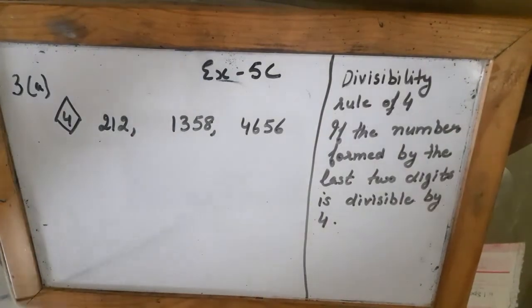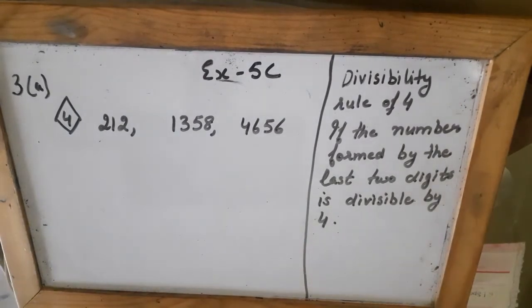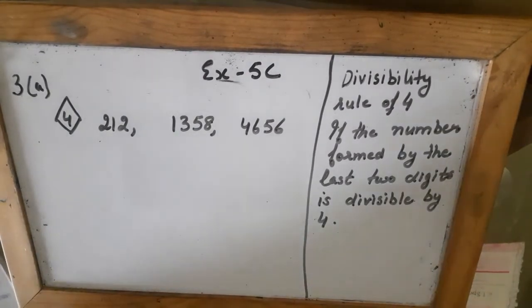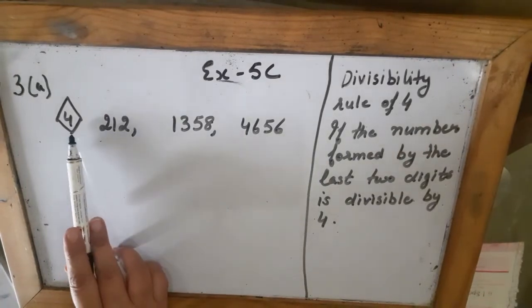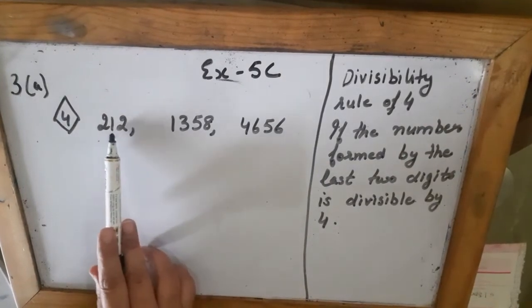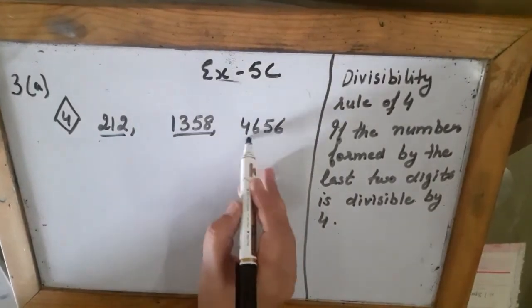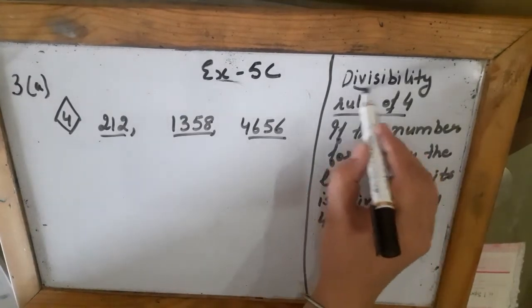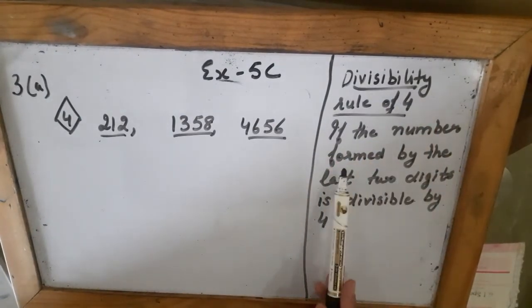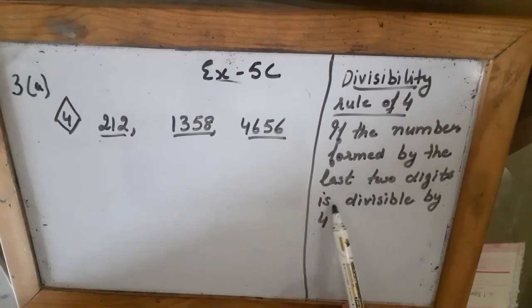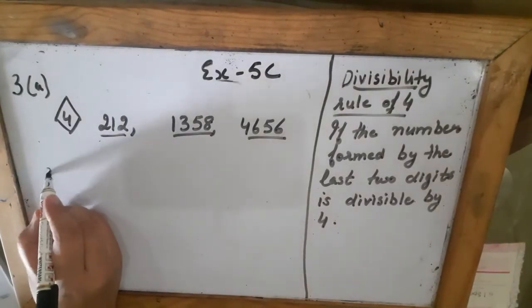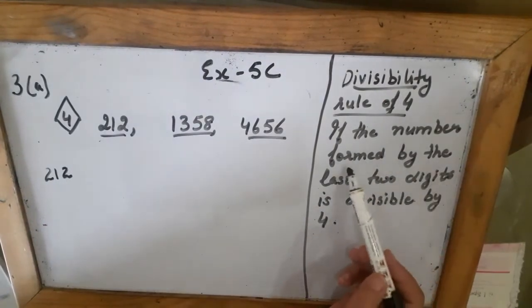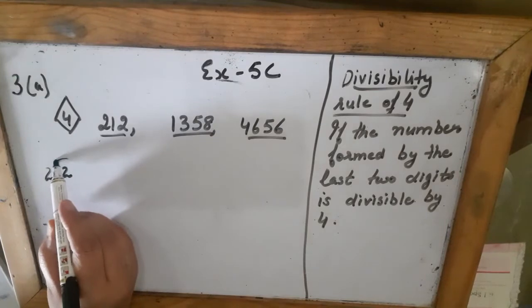Now, third question, A part. They are saying in each of the following, find the numbers that are divisible by the first number. The first number given is 4. So I have to find whether all these numbers are divisible by 4. Now, first of all, what is the divisibility rule of 4? The rule says if the number formed by the last two digits is divisible by 4, then the whole number is divisible by 4. Let me explain this. I'll take 212. They are saying if the number formed by the last two digits, what are the last two digits?